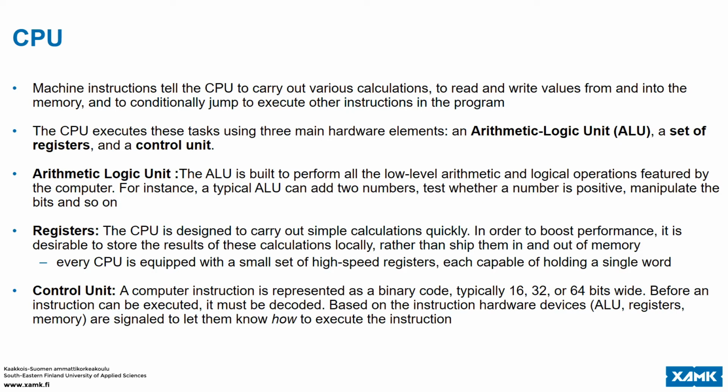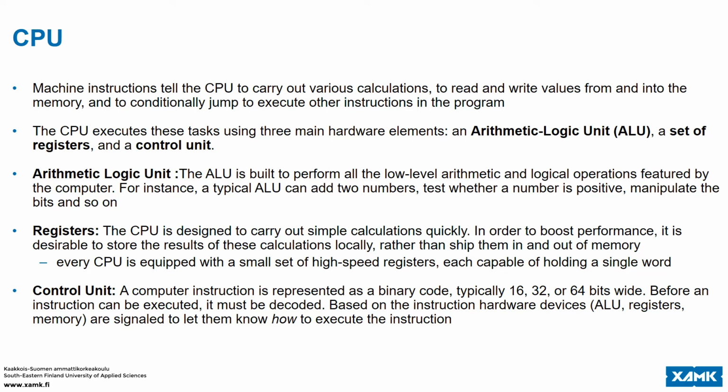How the CPU executes these, it uses three hardware elements: an arithmetic logic unit, or an ALU, a set of registers, and a control unit. Now the ALU is basically the unit that performs all these low-level arithmetic and logical operations. A typical ALU can add two numbers together, test whether a number is positive or negative, manipulate some bits in the memory, and so on.